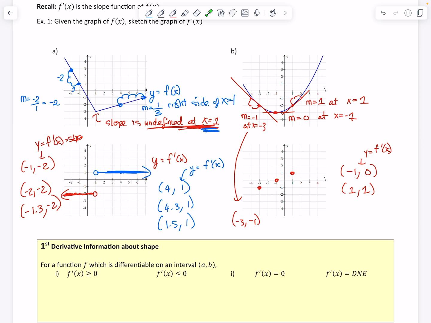Now, again, if we notice the trend right here, the slope is going to be positive, and it's getting more positive because it's getting steeper and steeper. So the slope function would have a graph that goes like this. On the right side of x equals -1, the slope of f of x is getting bigger and bigger. On the left side of negative 1, the graph looks something like this.